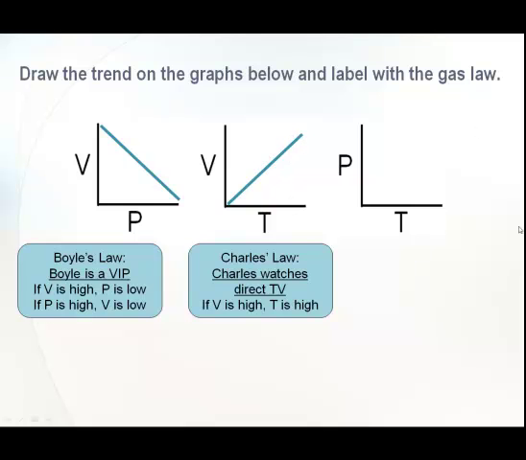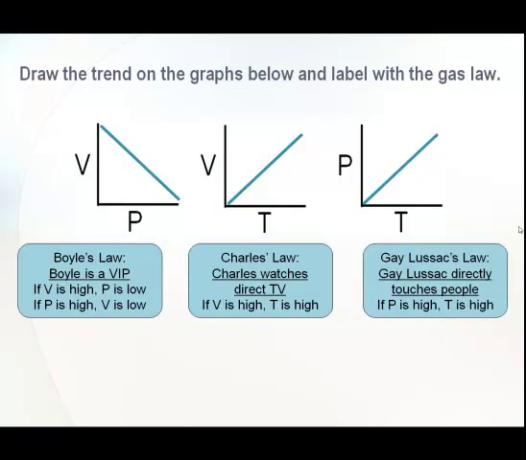Next up is the relationship between temperature and pressure. This time there's no volume, so we know that that is constant. This is again going to be a direct relationship. This is Gay-Lussac's law. Gay-Lussac directly touches people. That's how we remember. Directly stands for the direct relationship. Touches stands for temperature, and people stands for pressure. So if the pressure is high, here we are at high pressure, the temperature will also be high.